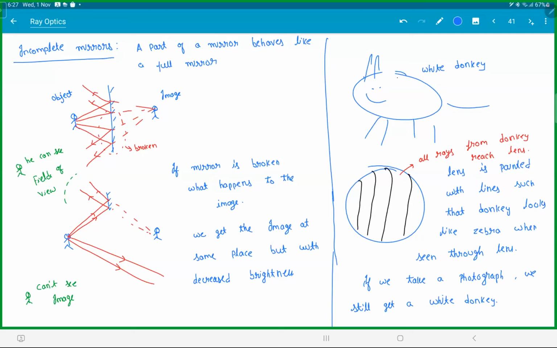Whenever you look at yourself in the mirror, the way your mom sees you and the way you see yourself are different. You're always looking at yourself in inverse.